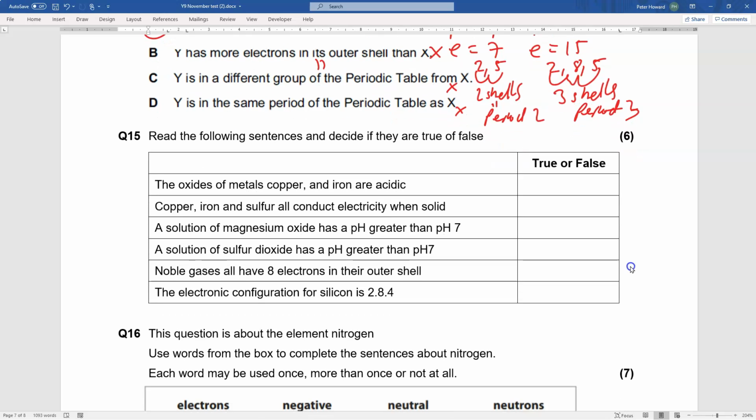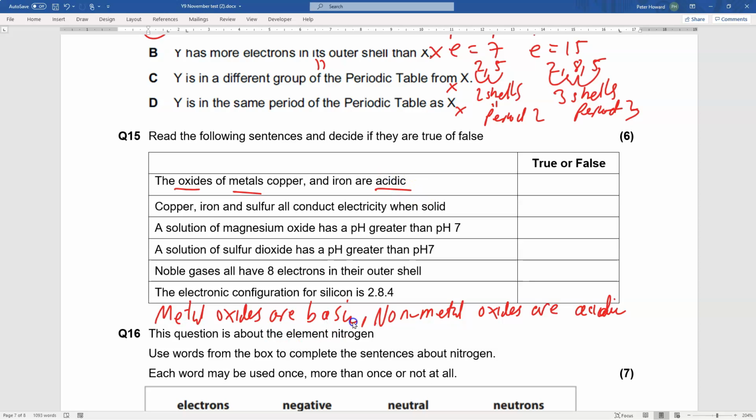Oxides. Now, lots of people probably got this one wrong. Oxides, we need to learn one of the key things: metal oxides are basic. If you got this one wrong, I need you to write the following down. Metal oxides basic, non-metal oxides are acidic. So, metal oxides acidic. This is disagreeing with this first statement, so that is false.